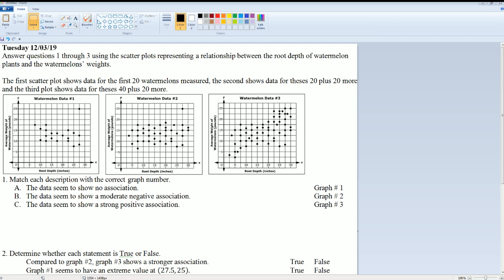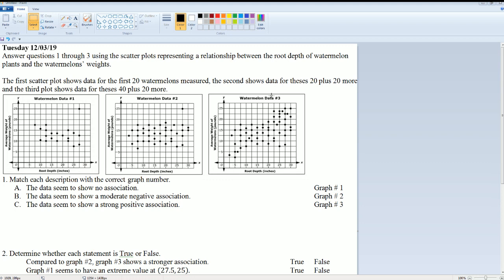Here we have Tuesday, December 3rd. You're answering these three questions using this scatter plot representing the relationship between the root depth of a watermelon plant and the watermelon's weight. The first scatter plot shows the first 21 melons that are measured. The second shows 20 plus 20 more, and the other one shows more, which is 40 plus 20. So this is when they gather about 20 sets of data, this is when they gather 40 sets of data, and the third one is when they gather 60 sets of data.